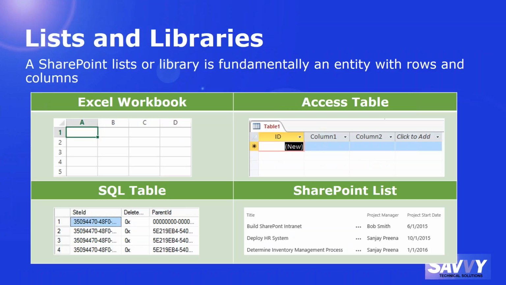So let's move on and talk about lists and libraries. A SharePoint list or library is fundamentally an entity with rows and columns. And I only made this nice little diagram just to point out the fact that you're probably already familiar with this basic concept. If you've worked with an Excel workbook or an Access table or even SQL Server or any kind of database, you understand that there's really a basic concept of having rows and columns. And the columns have titles, and rows are discrete pieces of information within that column. In that sense, a SharePoint list or library is no different.